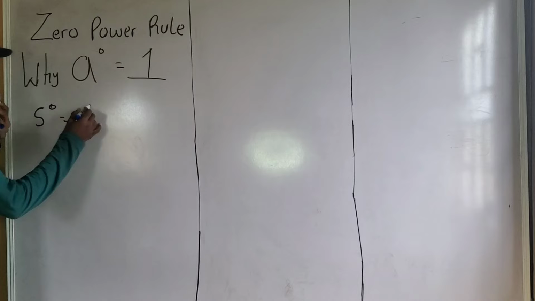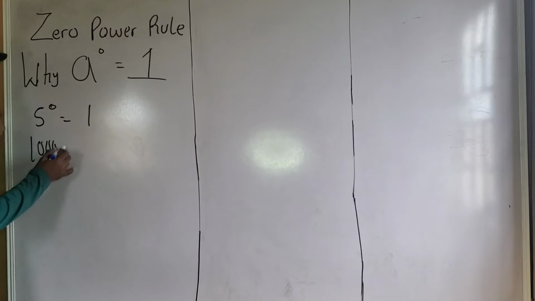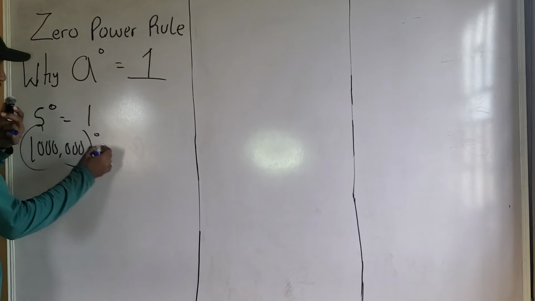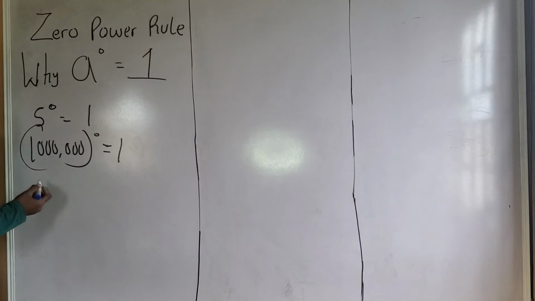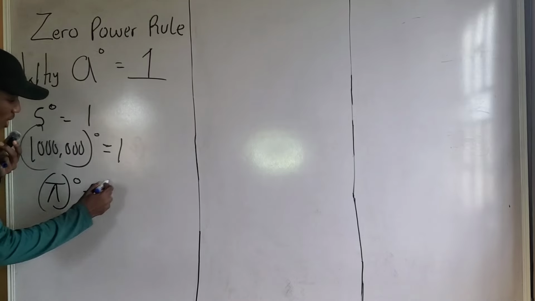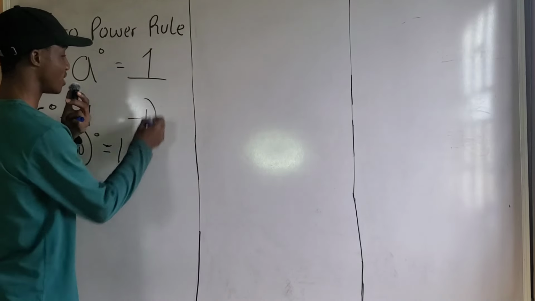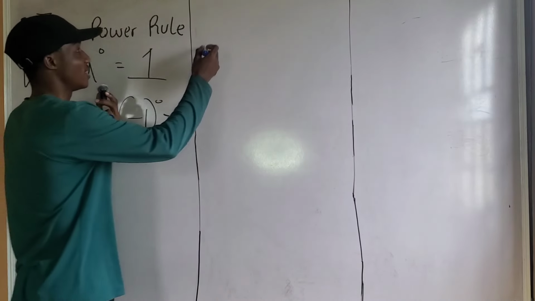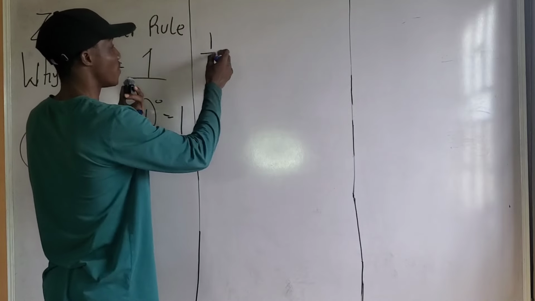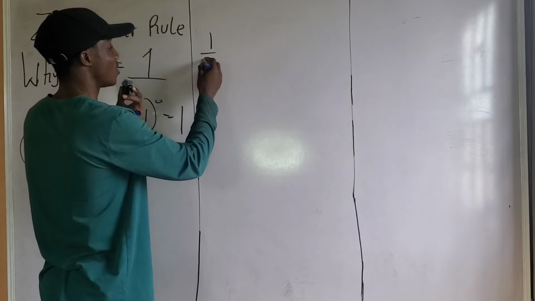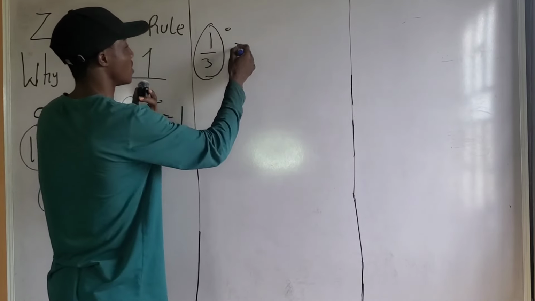5 raised to the power of 0 is 1. 1 million raised to the power of 0 is 1. Okay? Okay, let's look at an irrational number, for example, pi. Pi raised to the power of 0 is 1. Negative 1 raised to the power of 0, we always have 1. Okay, 1 over 3, a fraction. 1 over 3 raised to the power of 0 is 1.